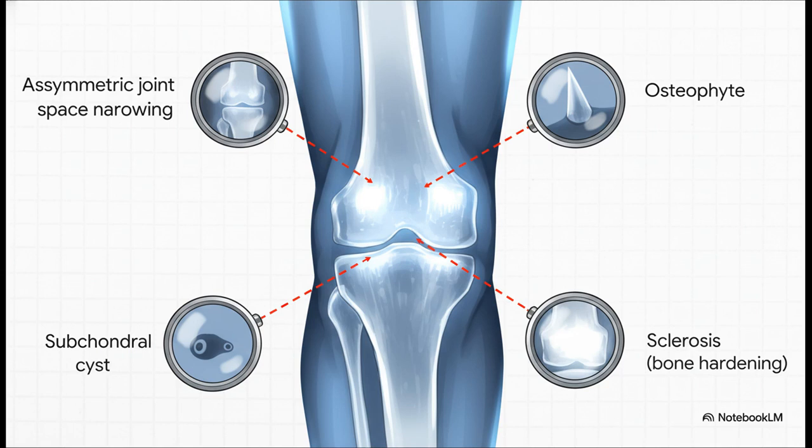When a radiologist looks at an x-ray, OA leaves behind a very specific set of clues. First, the cartilage wears down all unevenly, so the space in the joint narrows, but it's not the same all the way across. Then you get the real poster boy for OA, osteophytes. These are just little bony spurs that grow on the edges. You also see these little cysts right under the cartilage. That's what subchondral means. And the bone itself starts to get harder. Put it all together, that's a classic case of OA.